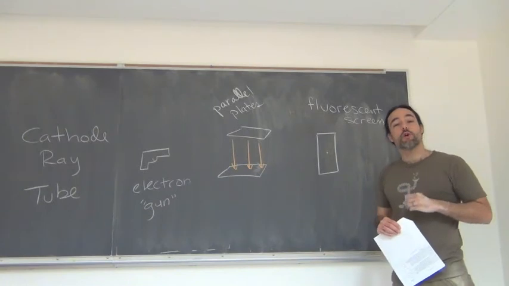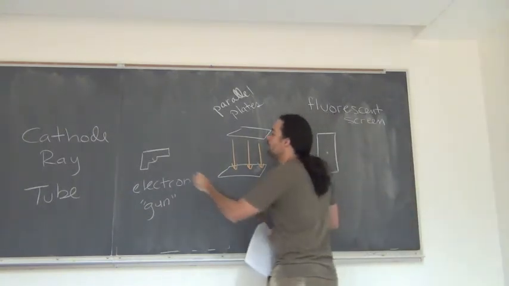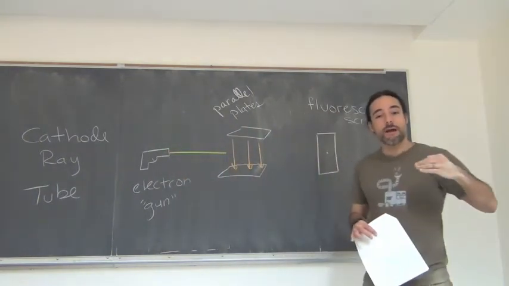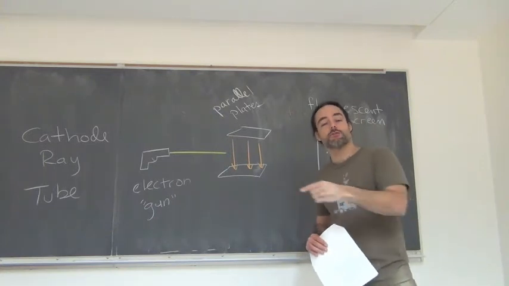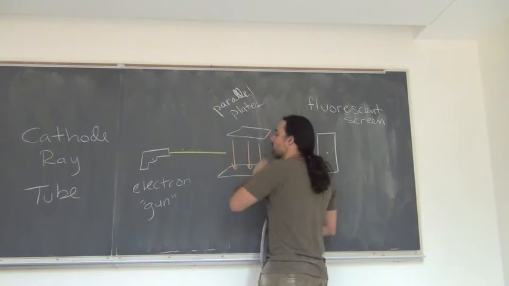Now, how can we control where that dot is going to go? Well, the electron beam comes out this way. By the way, by electron beam, I just mean a steady stream of electrons that are coming through. So there's a bunch of electrons in here, a bunch of negative charges that are coming through.